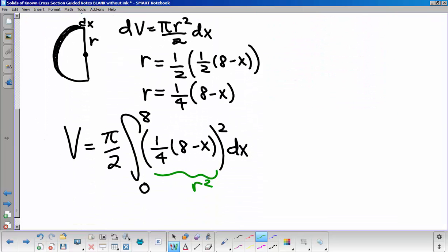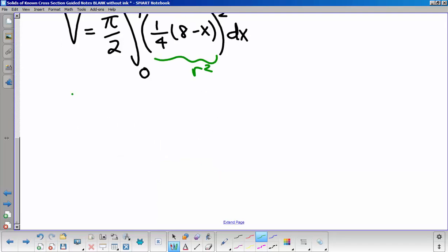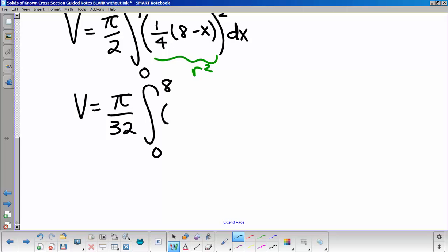Okay, so what happens when you square 1/4? I'm going to bring that out and get pi over 32. So V equals pi over 32 times the integral from 0 to 8 of 8 minus x quantity squared dx.